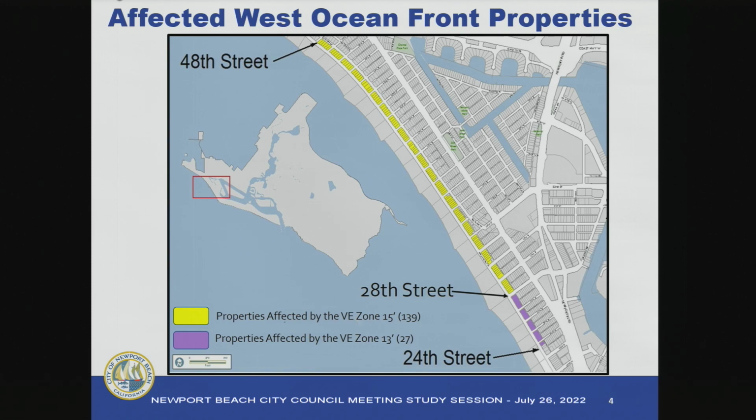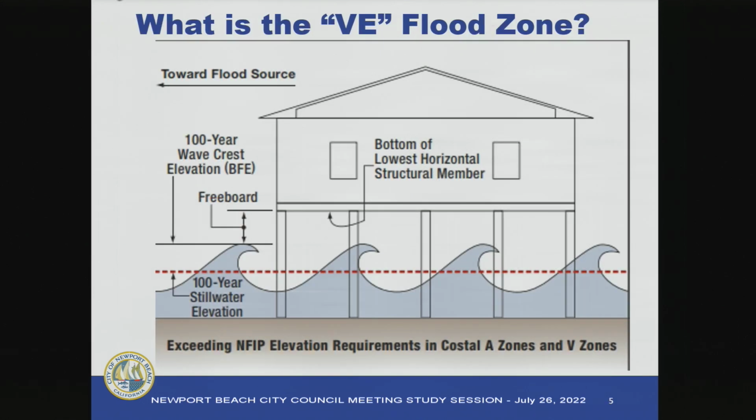And so you can see the color coding at the bottom of that slide. You have the yellow that's subject to a 15-foot wave and the purple that is subject to a 13-foot wave. Again, this is just that 1% chance that this could happen. So when you build a structure for those properties, only those 166 properties, you have to build above the wave height. And this is just an exaggerated depiction of what that construction would look like. You have stilts, you have a freeboard, you're above that 100-year storm wave.